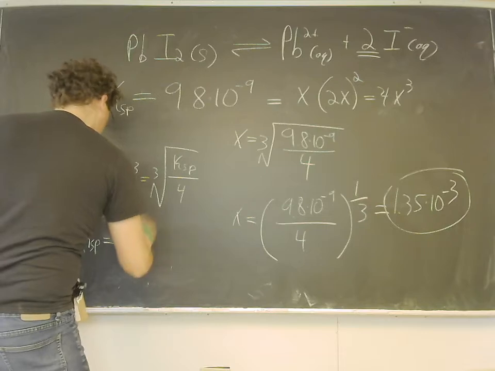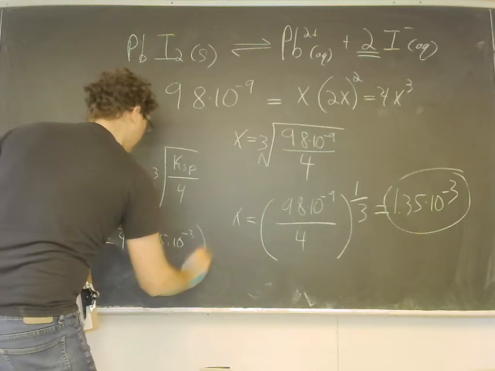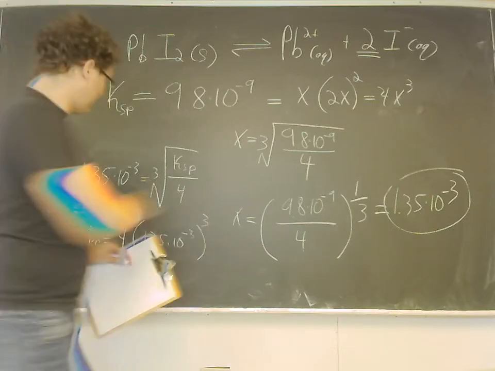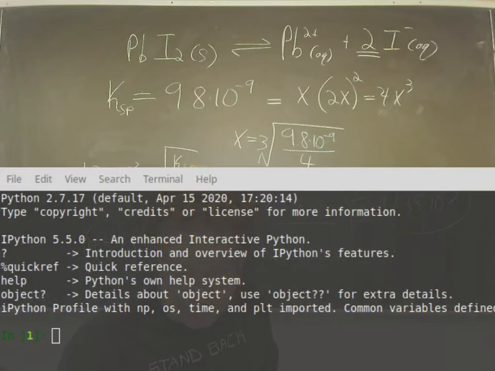4 times 1.35 times 10 to the negative 3rd cubed. And actually, I didn't run this number. It's possible we'll get a little bit of a discrepancy due to rounding errors. But let's just run the number for fun. So we're going to take 4 times 1.35 e negative 3 cubed. That double asterisk is just how I cube things. I get 9.84 times 10 to the negative 9th, round that to 2 sig figs, and it is actually perfectly consistent.